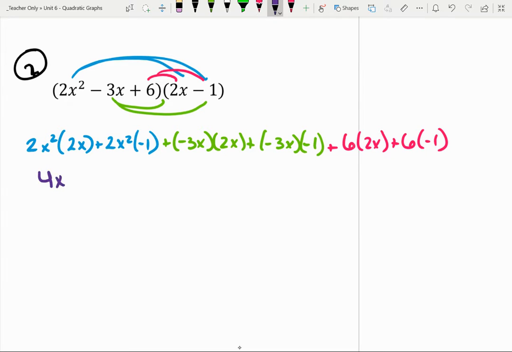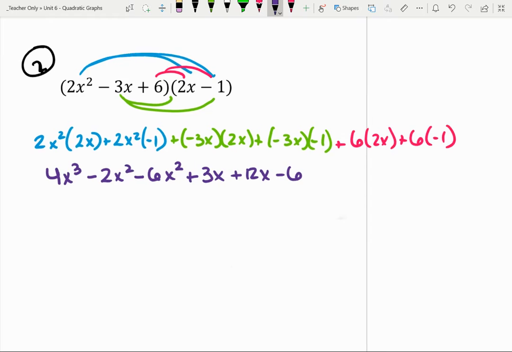This will be 4x to the power of 3 minus 2x squared, 2 times negative 1 there. Negative 3 and 2 make this negative 6x squared. Negative 3 and negative 1 make that positive 3x. 6 times 2x is 12x. And then finally, 6 times negative 1 will be minus 6 at the end.